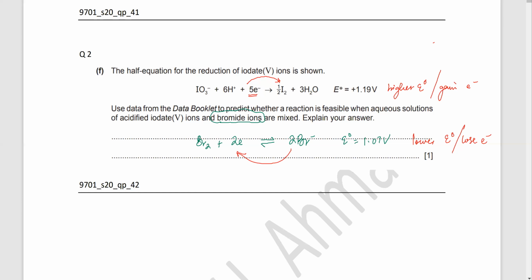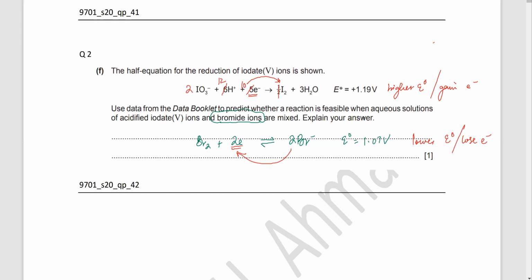So your overall reaction is going to be, what you need to do is make the number of electrons equal. I don't know if they've asked to make the equation. They're just asking whether the reaction is feasible or not. But we can actually construct the overall reaction, although that is not required in this question, just for practice. So the first thing is you make the number of electrons gained and lost equal. So you need to multiply this first equation by 2. So this would become 12, and this would become 10 electrons.